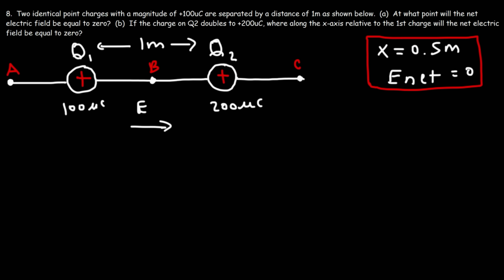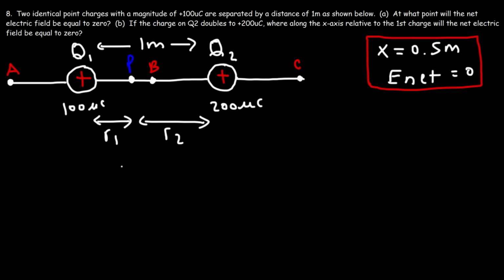So we're going to place point P between Q1 and B. Somewhere between Q1 and B, the net electric field will be equal to 0, and we need to find that point. So the distance between Q1 and point P is going to be R1. R2 is the distance between Q2 and point P.